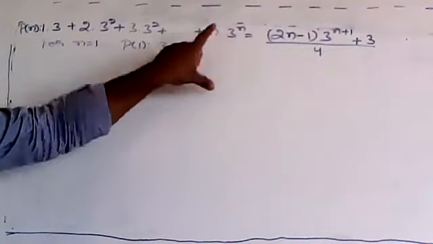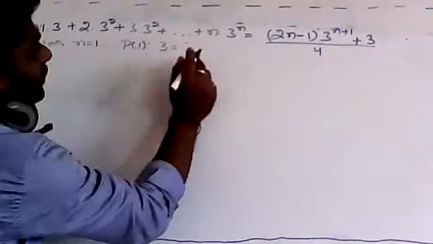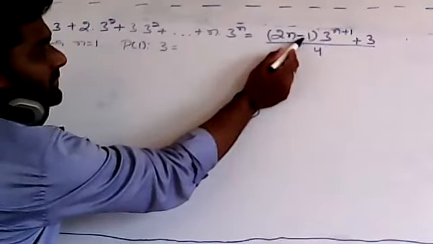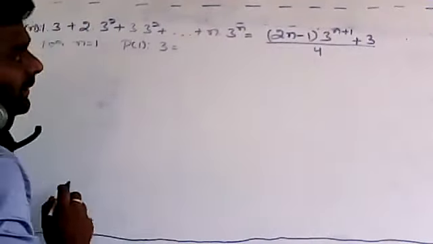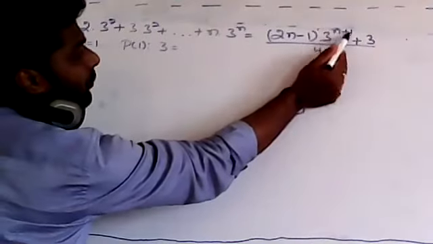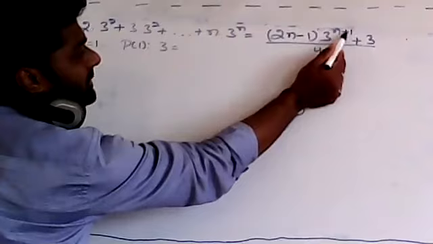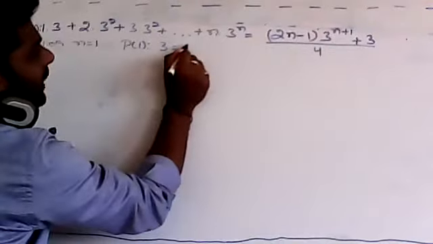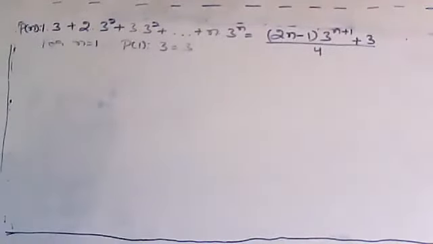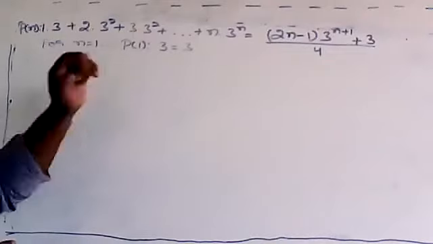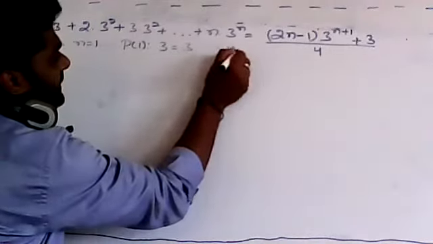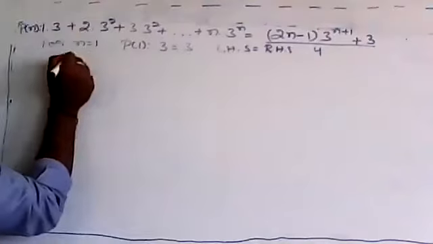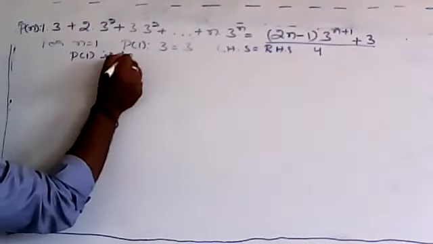1 into 3 to the power of 1 is 3. Good. Now the right side: 2 into 1 is 2, minus 1 is 1. Then check 3 to the power of 1 plus 1, which is 3 square, nothing but 9. 9 plus 3 is 12, and 12 by 4 is 3 itself. Correct? Yes, 12 by 4 is 3 only. So LHS side is equal to RHS side. Therefore, P of 1 is true.